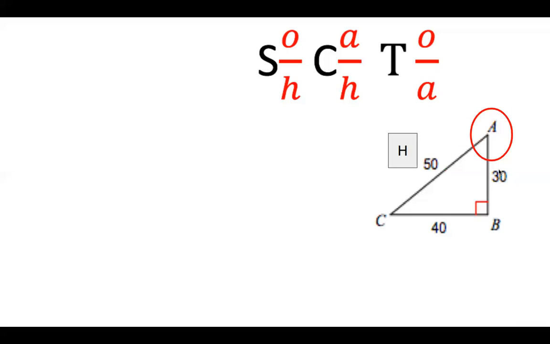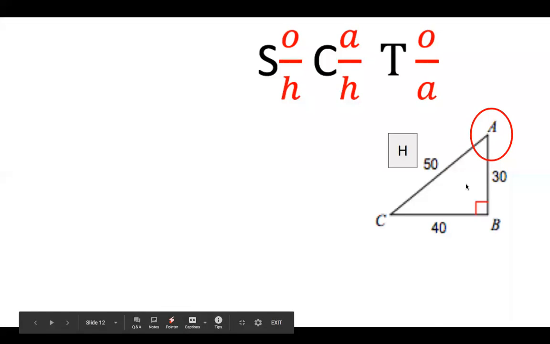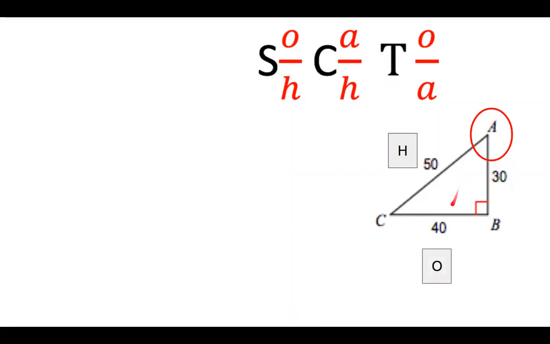And then Juan, you said 40 is opposite, right? That's correct. So the side opposite of angle A, see here's angle A, you draw a line from angle A to the side that's opposite. The 40 is called opposite. Yes, that's correct.